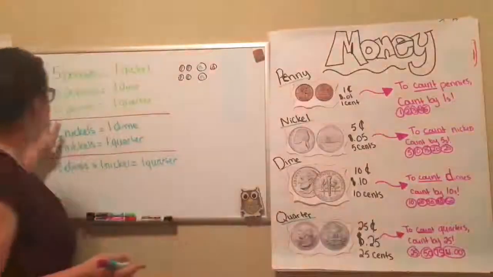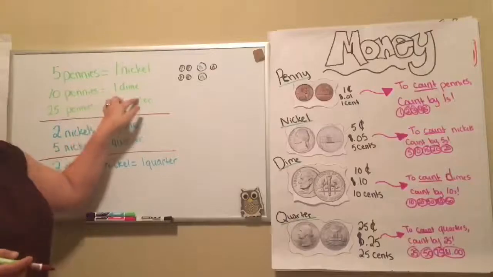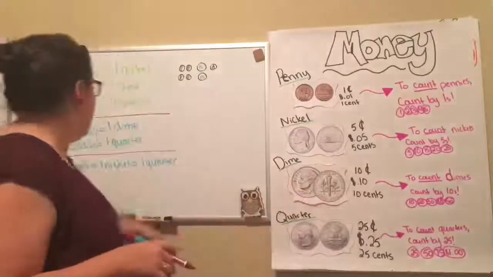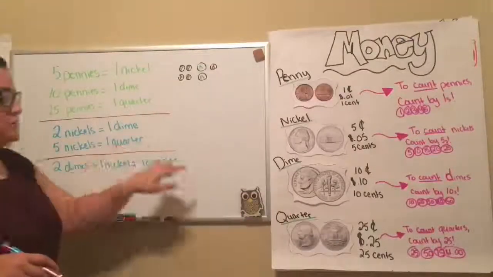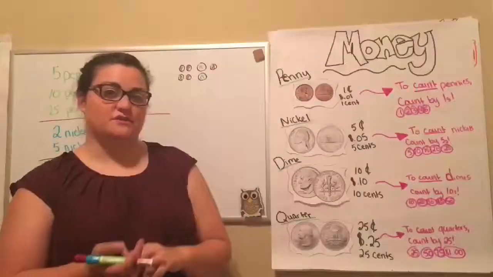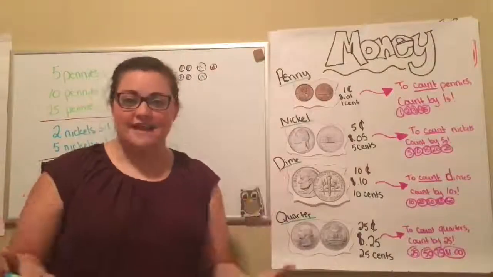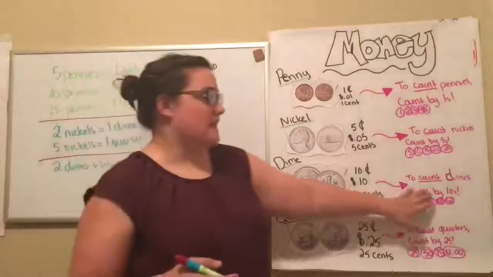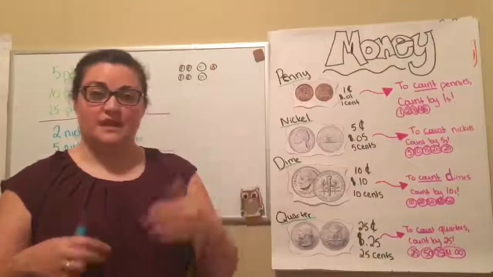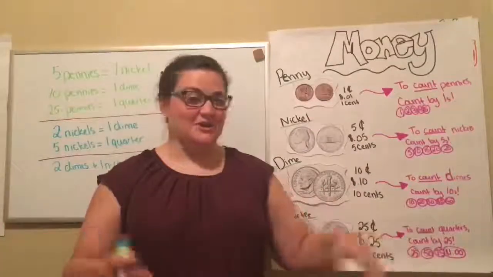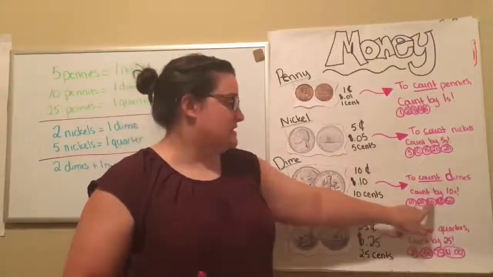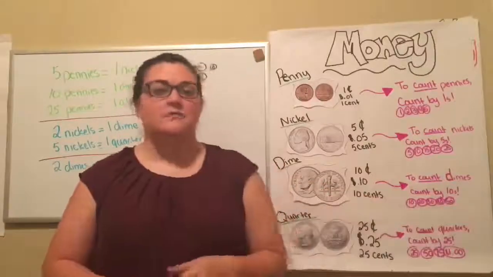Now, 10 pennies equals 1 dime. So 10 pennies would equal 10 cents. 2 nickels equals 1 dime, because you have 5, 10. 2 nickels are 5 plus 5, which equals 10. So to count your dimes, you would count by tens, like we practiced earlier with the multiplication chart or with the number chart. If we have 5 dimes, we'll go 10, 20, 30, 40, 50, because we're adding 10 every time.